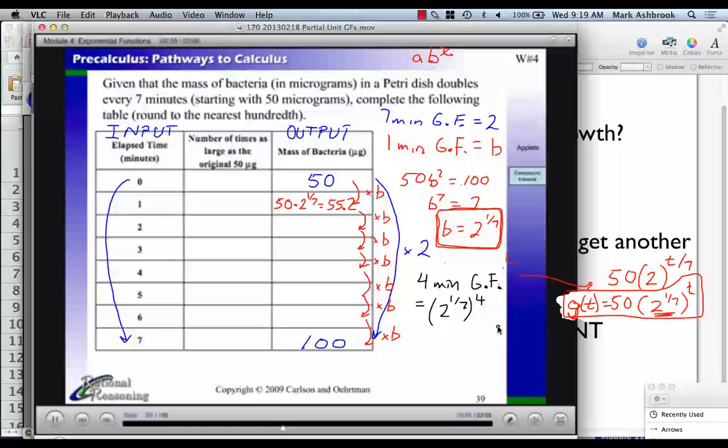Okay, so now I want you to use the 4-minute growth factor to find the mass after 5 minutes. How could you use the 4-minute growth factor to find the mass after 5 minutes? So we're asking about this one right here. And use the 4-minute growth factor to do that. Can you do it? If not, get help. How can you use the 4-minute growth factor to find that mass right there?